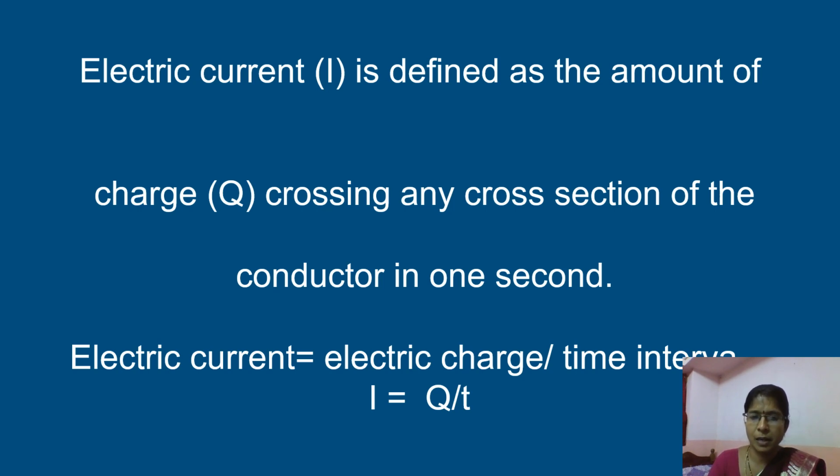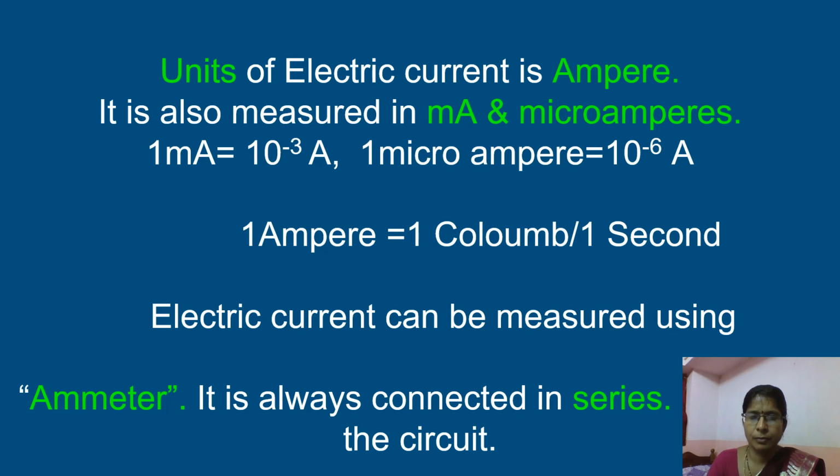So it's defined as the amount of charge crossing any cross section of the conductor in 1 second, which can be calculated by the formula I is equal to Q by T, where electric current is denoted by the letter I, electric charge is denoted by the capital letter Q, and time by T. The unit of electric current is amperes. We measure the electric current with the formula I = Q/T, and its unit is amperes in the SI system. This can also be measured in milliamperes and microamperes.